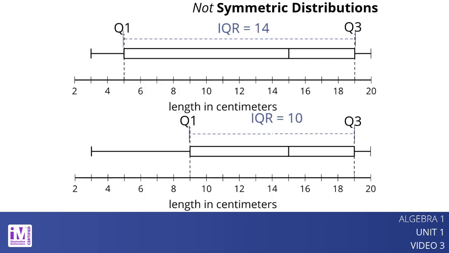The IQR measures the difference between the median of the second half of the data, Q3, and the median of the first half of the data, Q1, so it is not impacted by the minimum or the maximum value in the data set. It is a measure of the spread of the middle 50% of the data. The MAD is calculated using every value in the data set, while the IQR is calculated using only the values for Q1 and Q3.